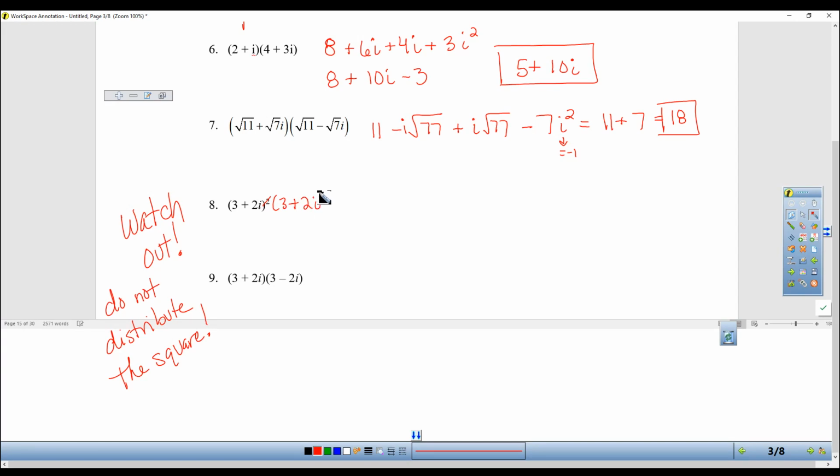3 plus 2i. So that gives us first, outer, inner, last. Remember that you can't have an i squared, so this becomes -4, which gives me 5 plus 12i.